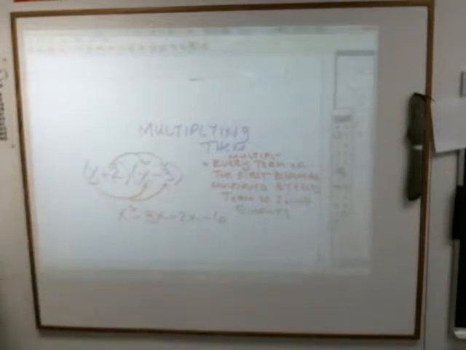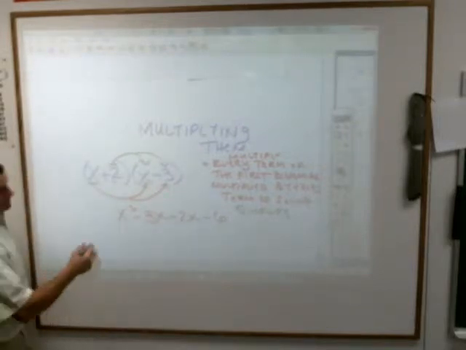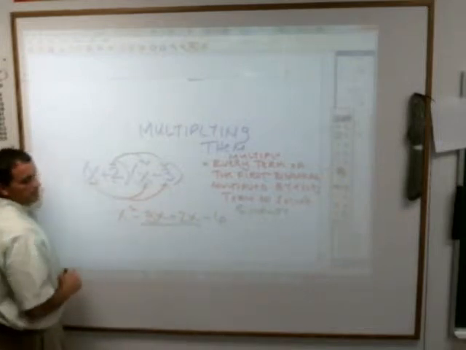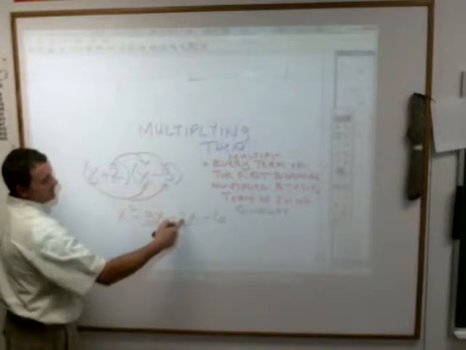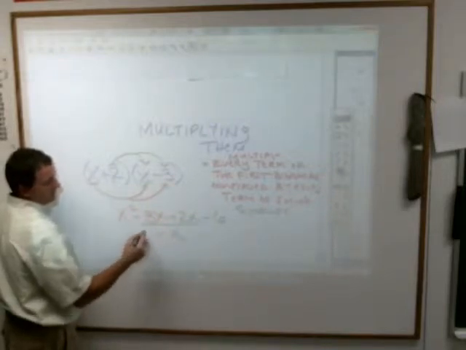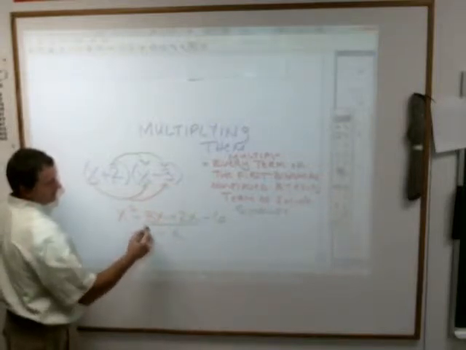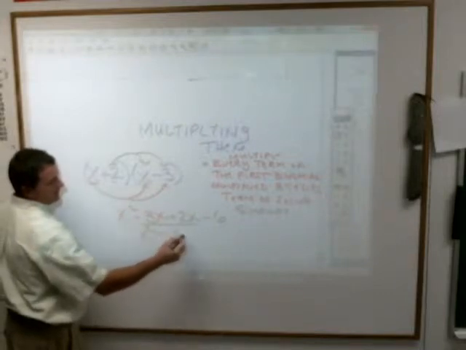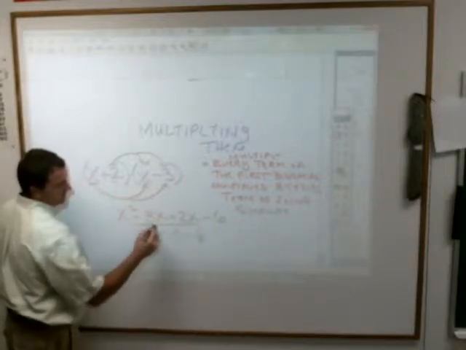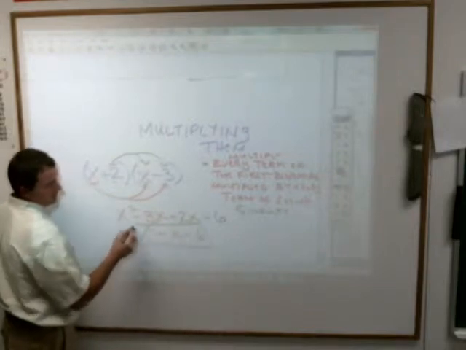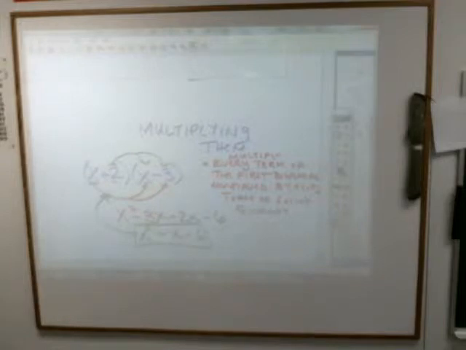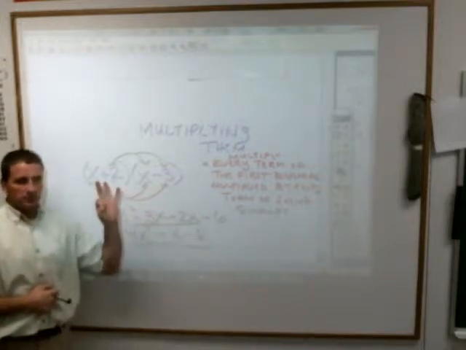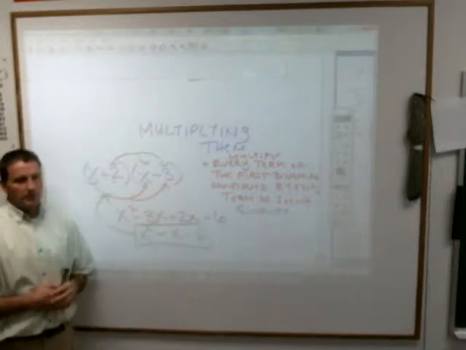What terms actually combine? These two middle ones will combine to give you a negative 3 and a positive 2 is a negative 1, but we don't have to put the negative there. We have an x squared minus an x minus a 6. This is your answer when you multiply those two binomials together, which is what we call a trinomial. 3 terms. Not done with that just yet.